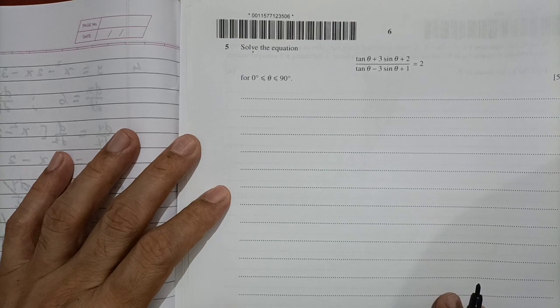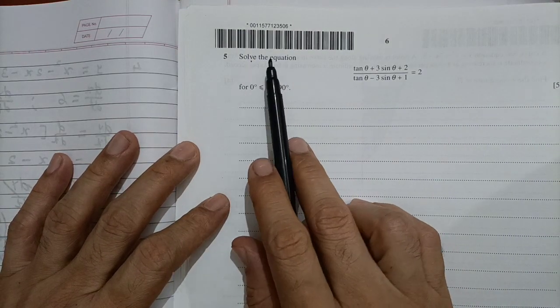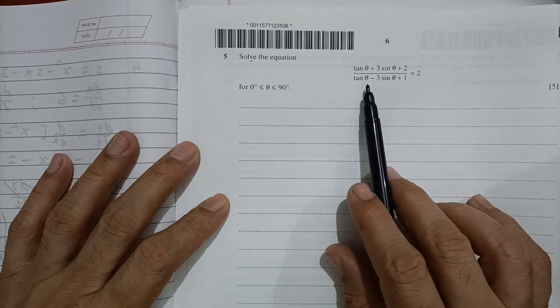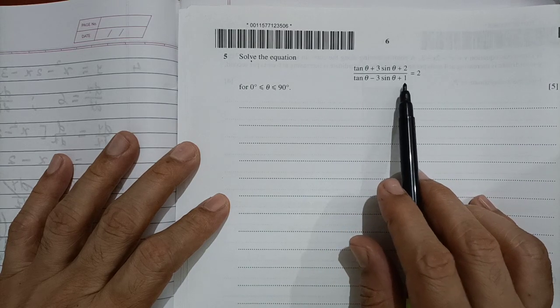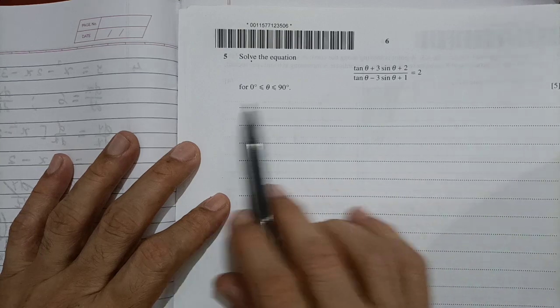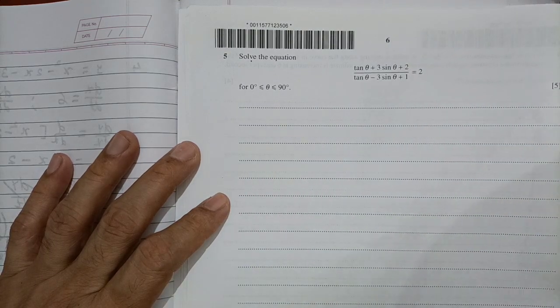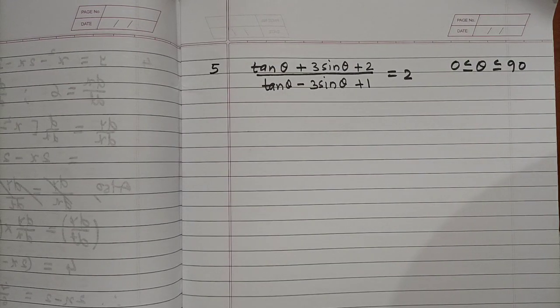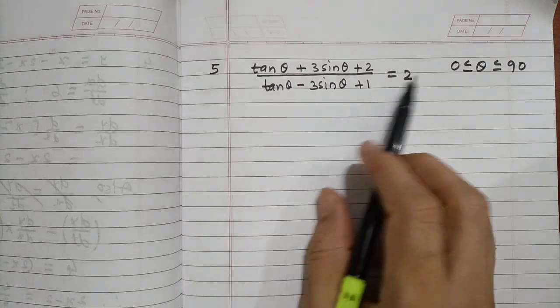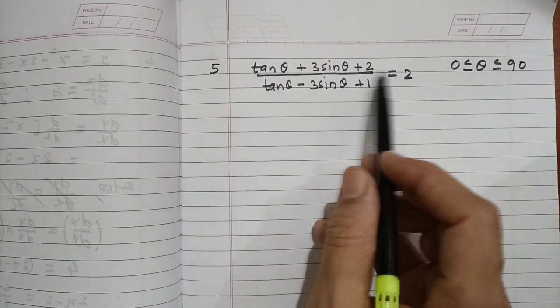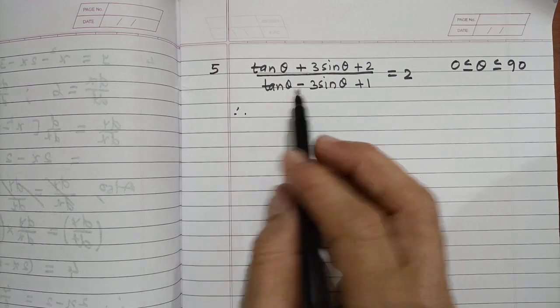Now we'll see question number 5. Solve the equation (tan theta plus 3 sin theta plus 2) divided by (tan theta minus 3 sin theta plus 1) is equal to 2, for theta lying between 0 and 90, 5 marks. Now to solve such an equation, we always simplify the equation first.